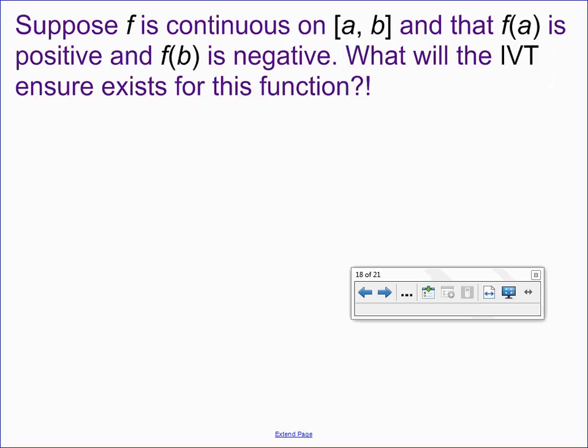Suppose f is continuous on a to b and that f at a is positive and f at b is negative. What will the intermediate value theorem ensure exists for this function?